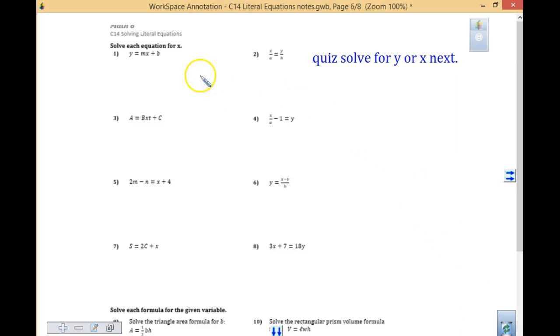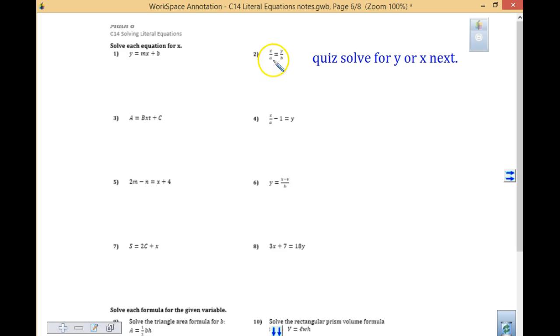So your homework tonight is C14. I want to take a look at a couple of the problems because some of them are going to confuse some of you as you are looking ahead. So, problem 1, I think you're going to be okay, and maybe 3 and 5 and 7. But let's look at problem 2. We want to get rid of our fraction, right?